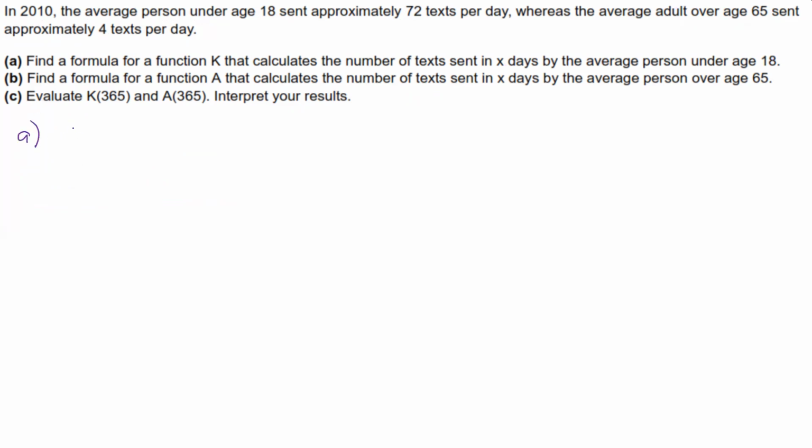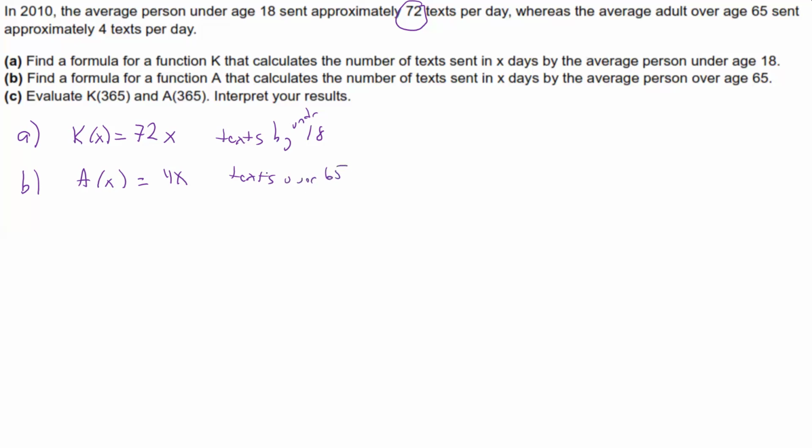So we're supposed to find k of x. All right. Well, it says we're sending 72 texts per day and we're doing it over x days. So that's just going to be 72 times x. And so that's going to be the number of texts we get out. That is going to be our value. Now, b, that's going to be what? a of x. And so that's going to be just 4 times x. And that's going to be texts. And this is, I guess we should say, under 18. And this is going to be for over 65. Okay, so that's the number of texts for under 18 years and for over 65-year-olds.